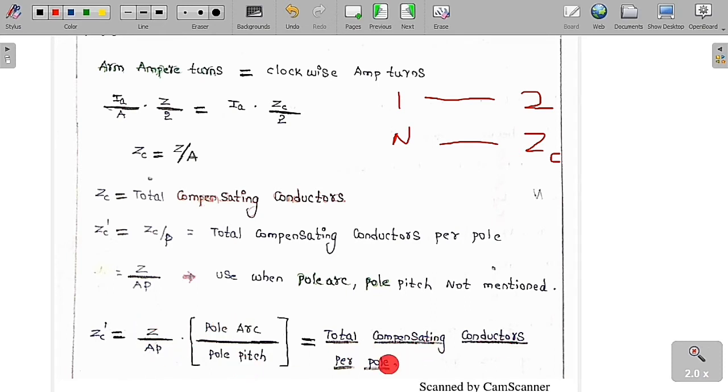Total compensating conductors per pole. So this is the general formula. The total compensating conductors per pole is equal to Z by AP into pole arc by pole pitch. So ZC dash is equal to Z by AP into pole arc by pole pitch, which is the total compensating conductors per pole. Z is called the total number of armature conductors. A is the number of parallel paths and P is the number of poles.